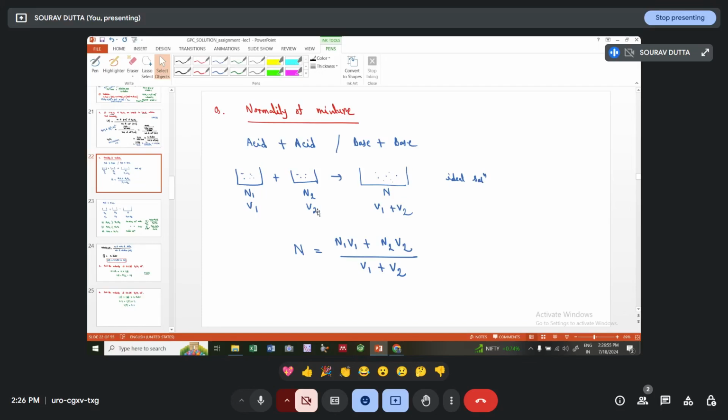Simple, just your formula. Normality equals gram equivalent by volume. So gram equivalent equals normality into volume. So N1 into V1, and N2 into V2, that is the total gram equivalent of the solute present in this mixture, divided by the total volume of the mixture. So N1 V1 plus N2 V2 divided by V1 plus V2. This is the normality of the final mixture. Okay.